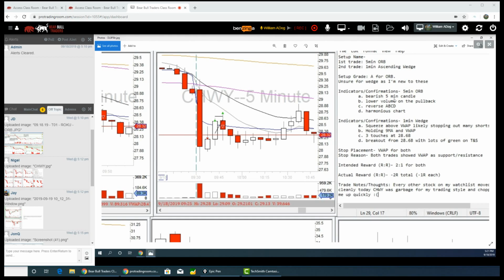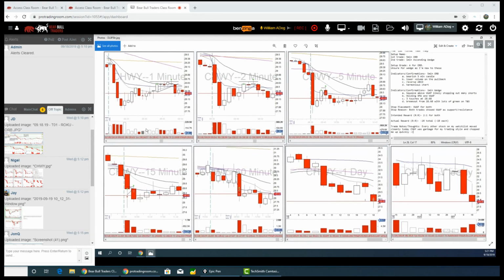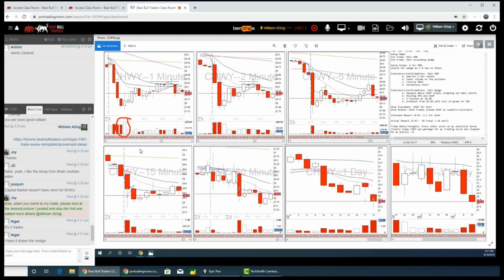5-minute ORB, bearish 5-minute candle, lower volume on the pullback. Okay, lower volume on the pull. Actually, I gotta zoom out a little bit so we can see this. Well, this is nasty. Okay, so right here, note this, Nigel. Got it, Jay, thanks. Oh, that wedge. Oh, okay. It's 2 trades. Got it. I see. Okay, got it. Note this. The highest volume on the day on this type of candle, as a somewhat newer trader, I understand this might not mean a lot to you, but for me, boy, I don't like that.